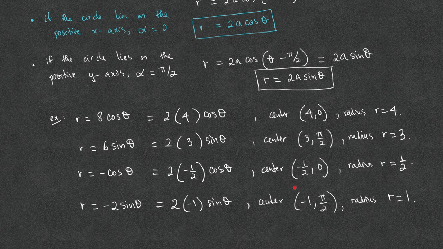Notice that for each of these coordinates, they are in polar coordinates. The last point, r equals negative 1, theta equals pi over 2, has another representation, (1, 3 pi over 2).